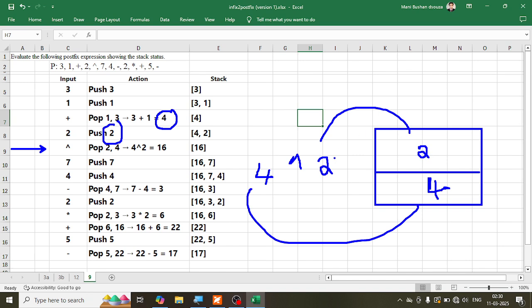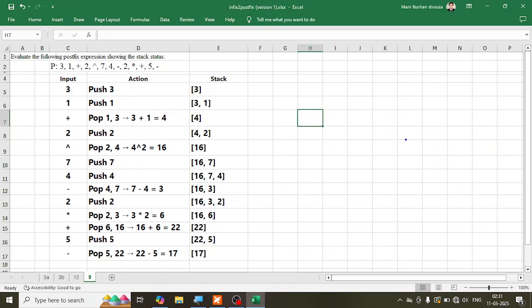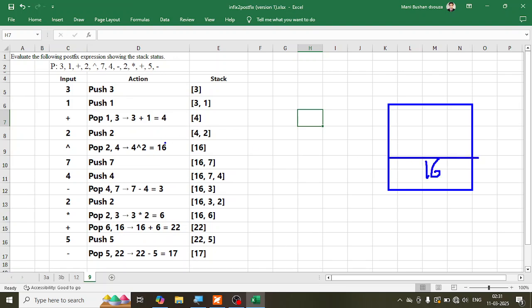So the other way around, you do the calculation. 4 to the power 2, that is 4 square. You know very well 4 square is 16. So you got the answer 16. You push that 16 back onto the stack. So your stack will now contain 16, which is nothing but the 4 to the power 2, the intermediate answer.